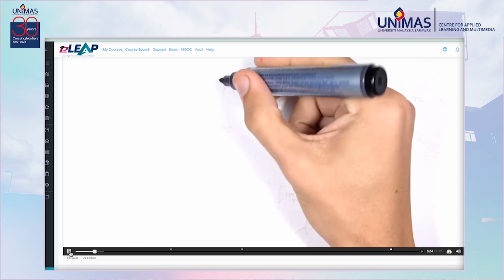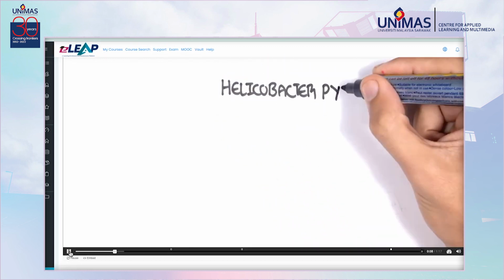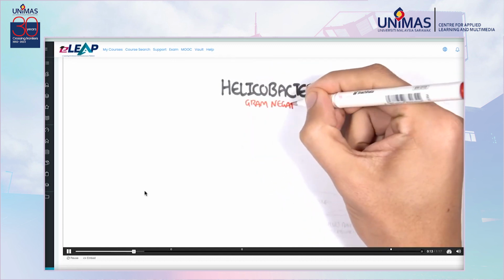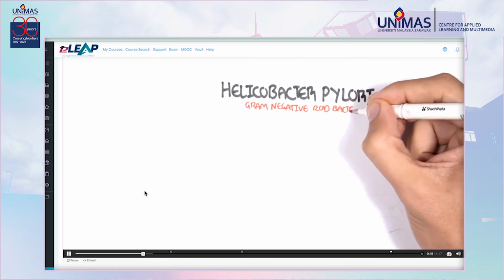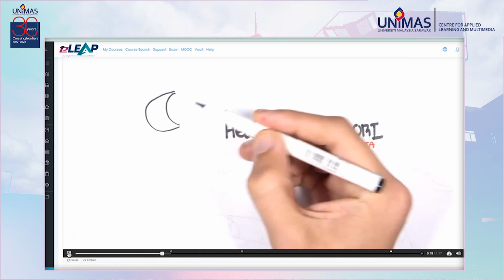We're going to look at Helicobacter pylori, the bacteria known to cause peptic ulcers as well as duodenal ulcers. Helicobacter pylori is a gram-negative rod bacteria. Here I'm drawing a sort of simplified structure of the bacteria.